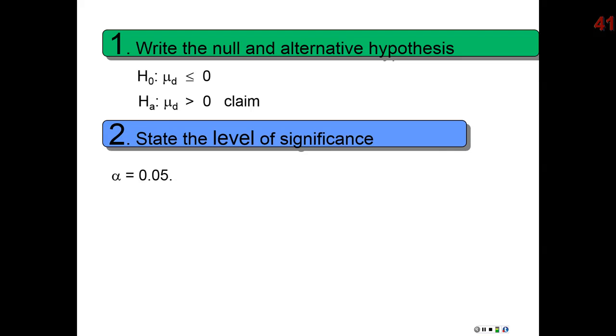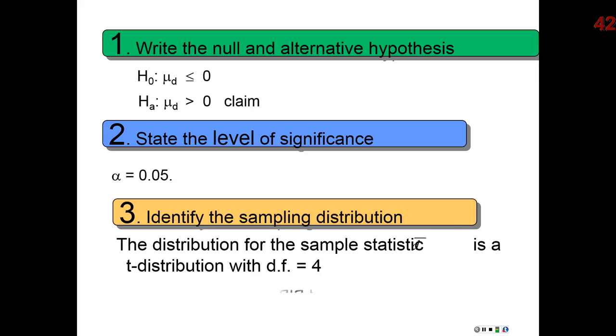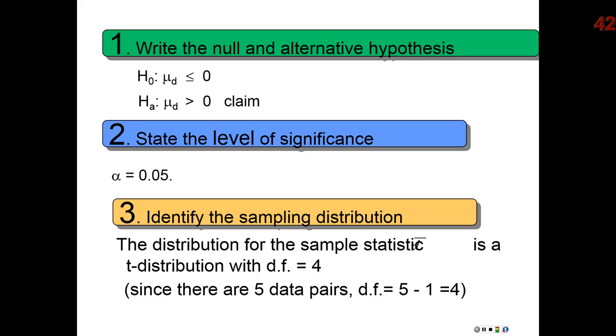Now, what do you use? Do you use a Z or a T on this one? Do you have a population standard deviation anywhere in there? No. So what do you have to use? T-test, a sample standard deviation. That's right. If you don't have a population standard deviation, you go for the T. Okay? So we have to have our T-test. So we have 5 pairs, so your degrees of freedom are 5 minus 1, which is 4.